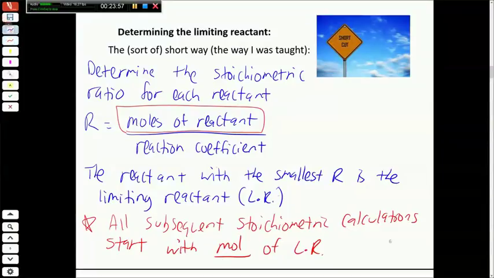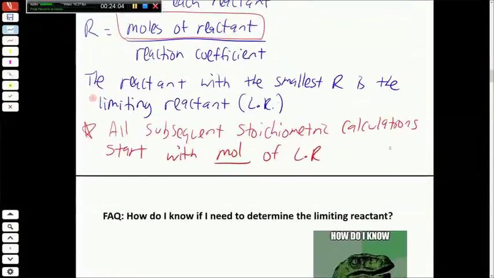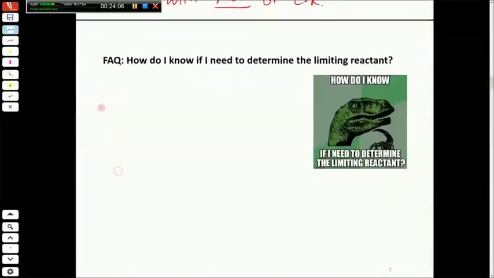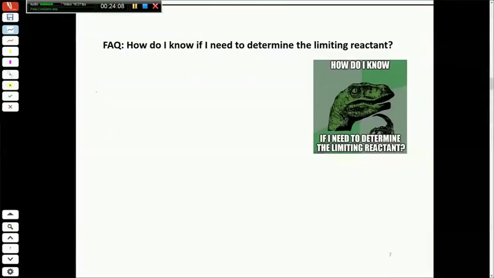Okay, so let's answer a question that often comes up, and this is for many students the confusing part about limiting reactant problems. We just learned how to do stoichiometry problems, so how do I know if I have to determine the limiting reactant? How do I know I can't just start doing the stoichiometry problem like I always did in the first part of this chapter and what we just did at the beginning of today?